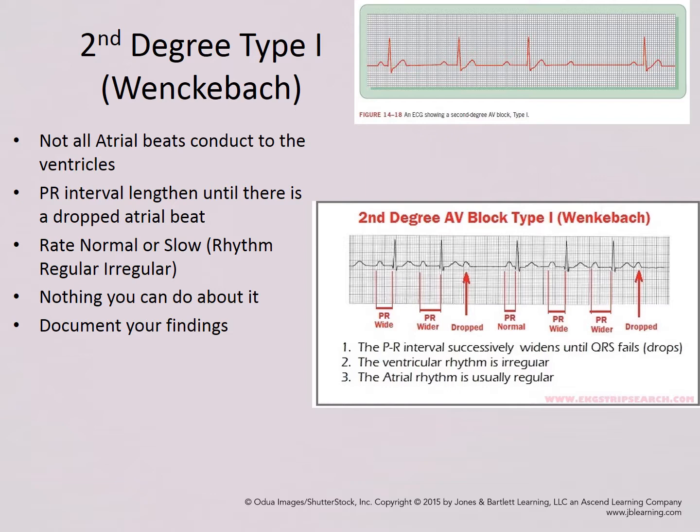It totally drops it. And then it goes back to another P that's more normal, followed by a QRS. And then the next rhythm over, your PR interval gets a little bit wider. And then the next one over, it gets a little bit wider yet. And then the next rhythm, the QRS isn't even there. It fails. So that is the specific characteristic of second degree AV block type 1, which is also called Wenckebach. Let's go on.